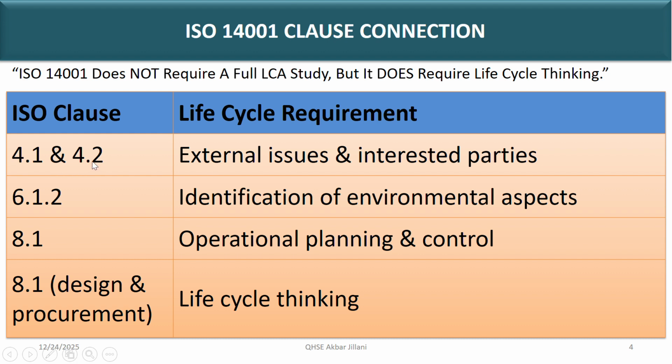4.1 and 4.2, external issues and interested parties. 6.1.2, identification of environmental aspects. 8.1, operational planning and control. Then 8.1, design and procurement, life cycle thinking.